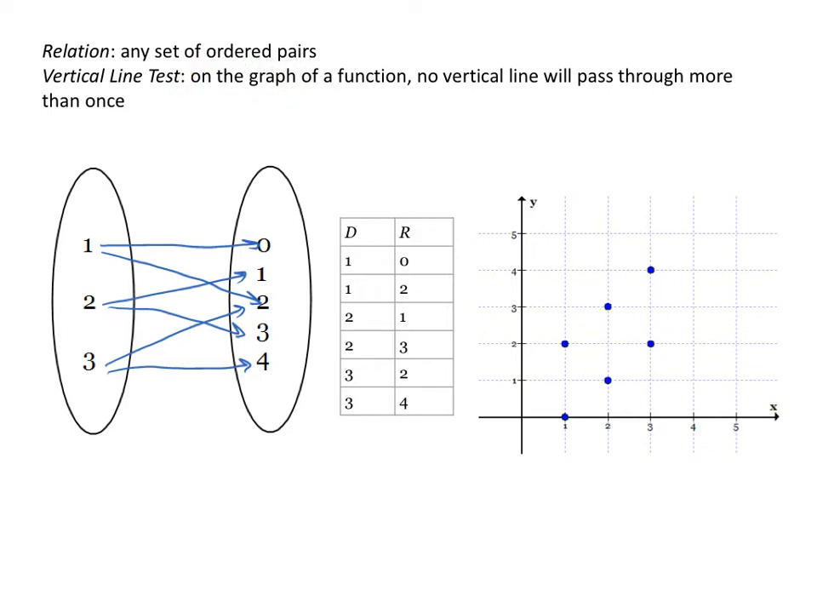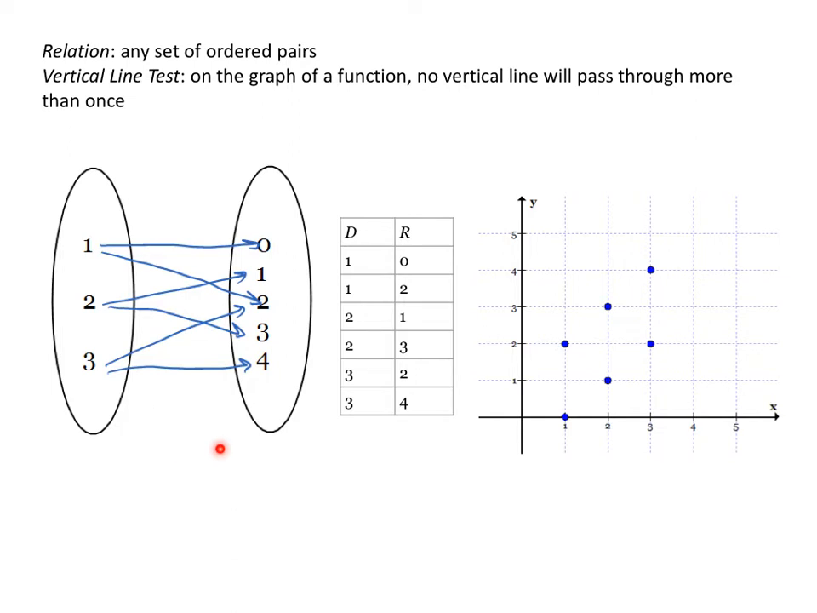But if you have a function and only a function, you can draw a vertical line on the graph and only cross through the function one time. If it passes through the function more than once, then it is not a function. It is instead a relation. So here are a few examples of relations that are not functions.